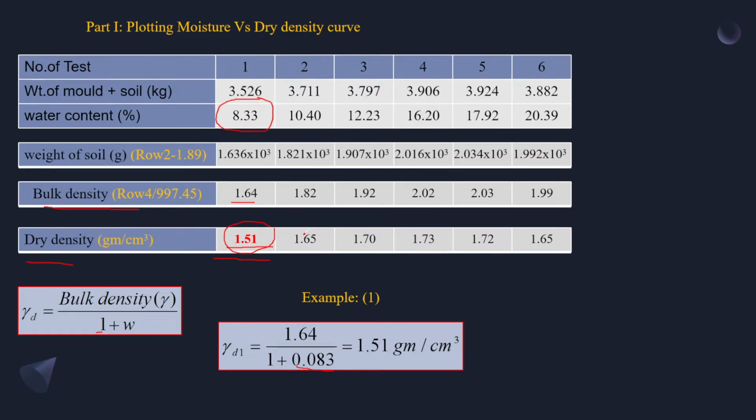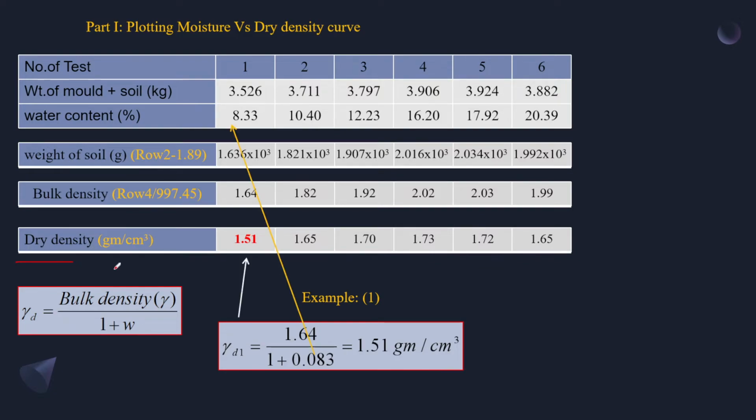Second column, so let's say this one, you want the answer value 1.65. How you can get it? Simply divide this 1.82 by 1 plus water content. So 1 plus water content is 10.40. It is in percentage, convert it into fraction. So your formula will be 1.82 divided by 1 plus 0.0104. So this is how you will get the 1.65. So all these values are calculated using this formula gamma D. So this is how you get all the values in this equation. So you got the dry density.